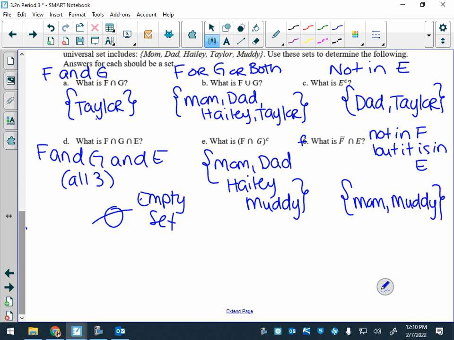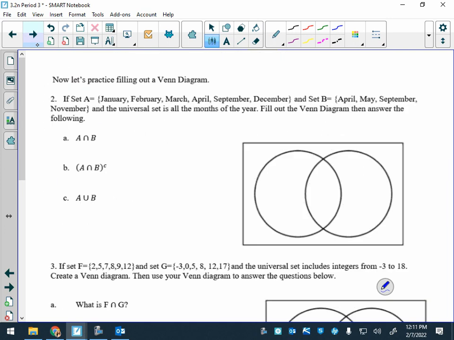Okay. So, there might be some of you that prefer to do this visually. You could do this visually by creating a Venn diagram, which we're going to see next. Let's turn the page.